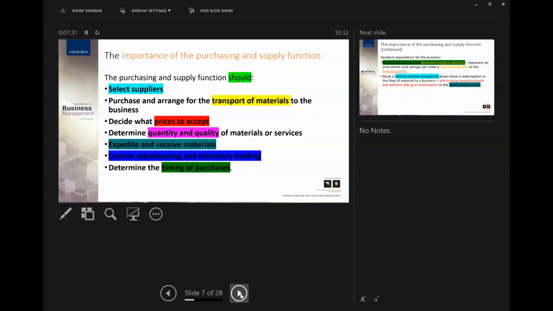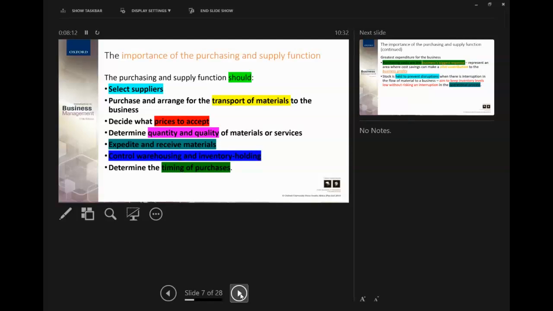So now they're telling us about the importance of the purchasing and supply function. So it's obviously important because it's through this function that we select our suppliers, right? They also arrange the transportation of materials. They decide on whether the prices that are being dictated to us are acceptable. If not, obviously, we then look at an alternative supplier. They determine the quantity and quality of the materials, products, services that we are going to purchase as a business. And then obviously they go on to expedite and receive materials.